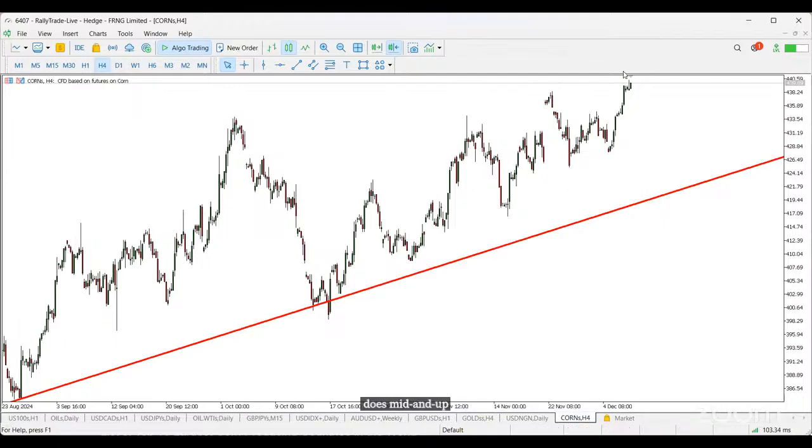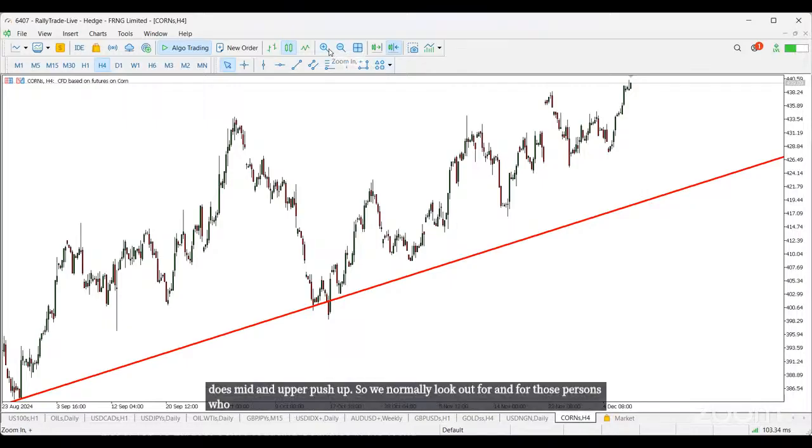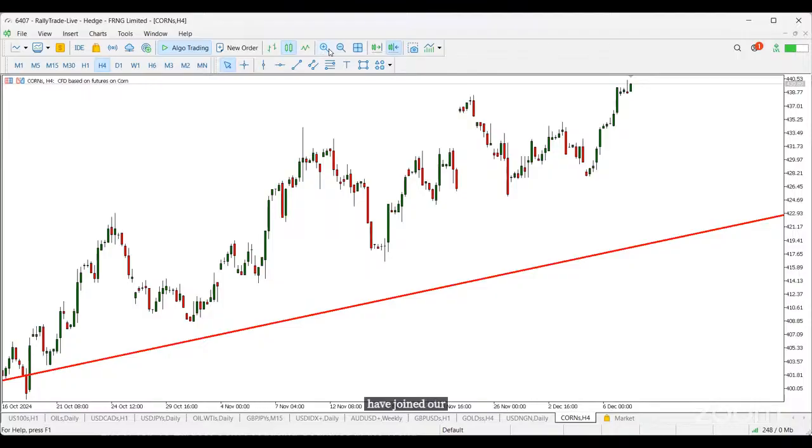So we normally look out for, and for those persons who have joined our classes on market structure and fair value gap and all that, you would see some level of behavior, right?